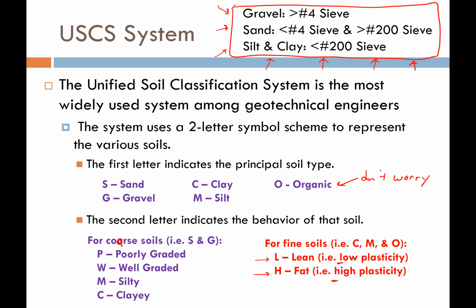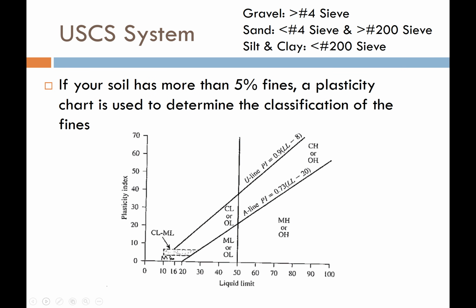So a couple of examples. If I have an SP, then the name of that soil would be poorly graded sand. If I have a CL, it would be a lean clay. So what would it be if I had a GM? Think about that for a minute. If you said silty gravel, you're right. So you can kind of see how these naming schemes go with the Unified Soil Classification System.